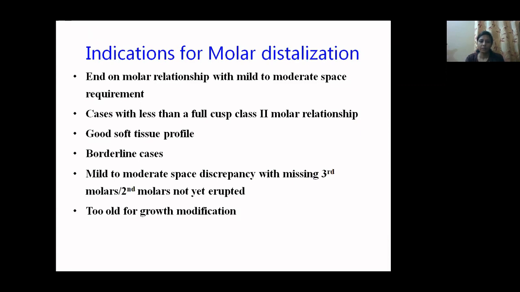Indications for distalization will be end-on molar relation with mild to moderate space requirement, cases with less than a full cusp class 2 molar relation with good soft tissue profile, good borderline cases, as I said, mild to moderate space discrepancy, and with missing third molars and second molars not yet erupted. The best time to go for molar distalization is when the second molar is not present in the oral cavity. And growth is also an indication to hold for growth modification.